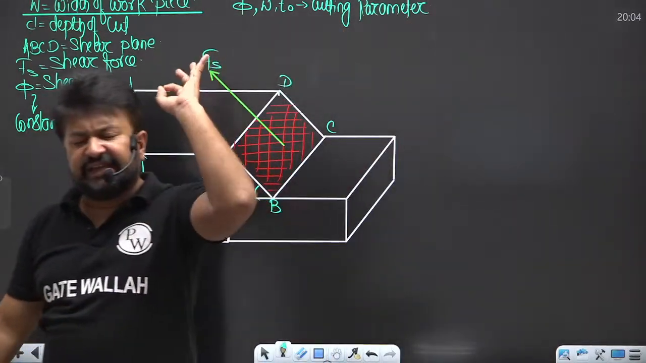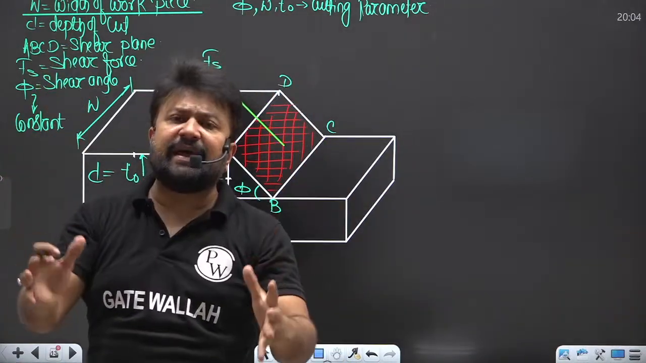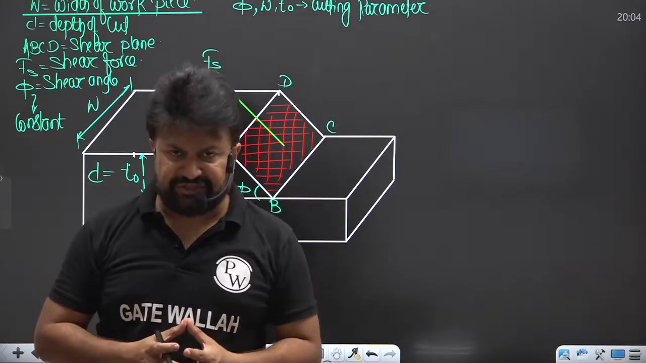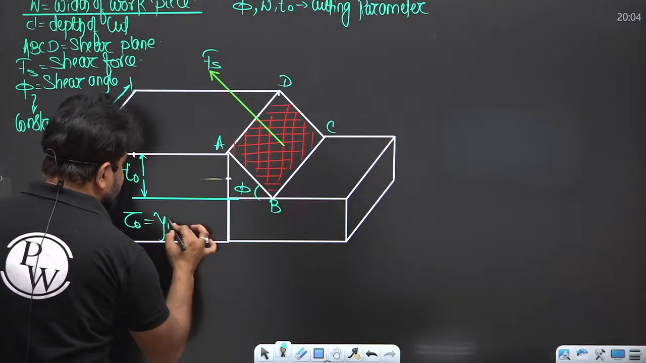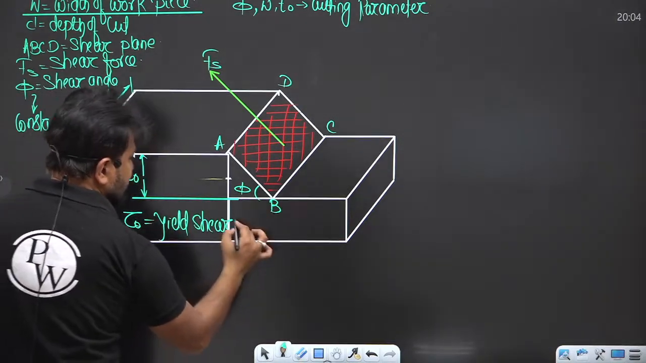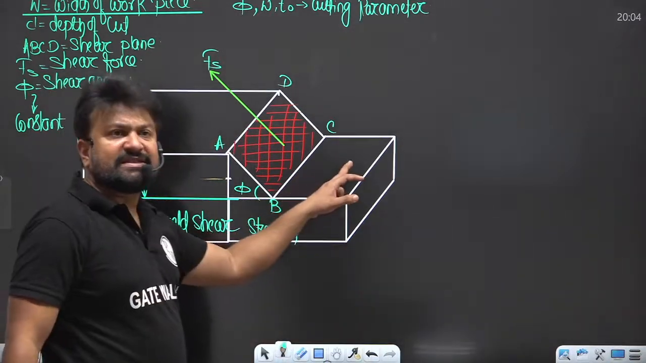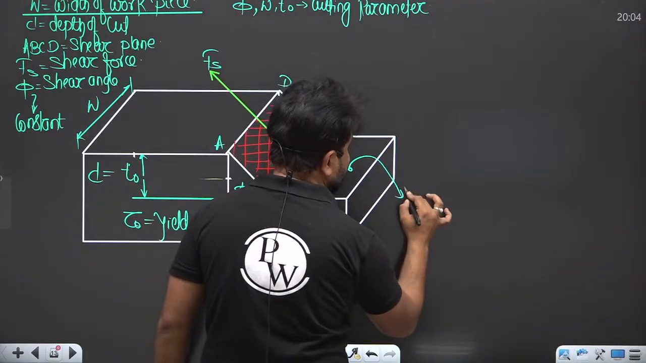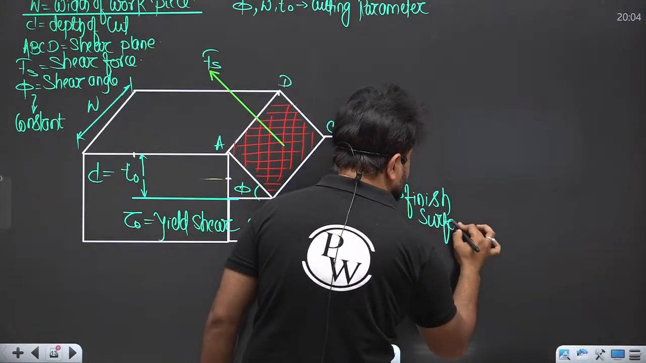These cutting parameters, you know very well, are given to you during the cutting operation. And this is the workpiece, and for the workpiece, the yield shear strength is given. My dear, what is this surface? This is the finish surface, which is spread.